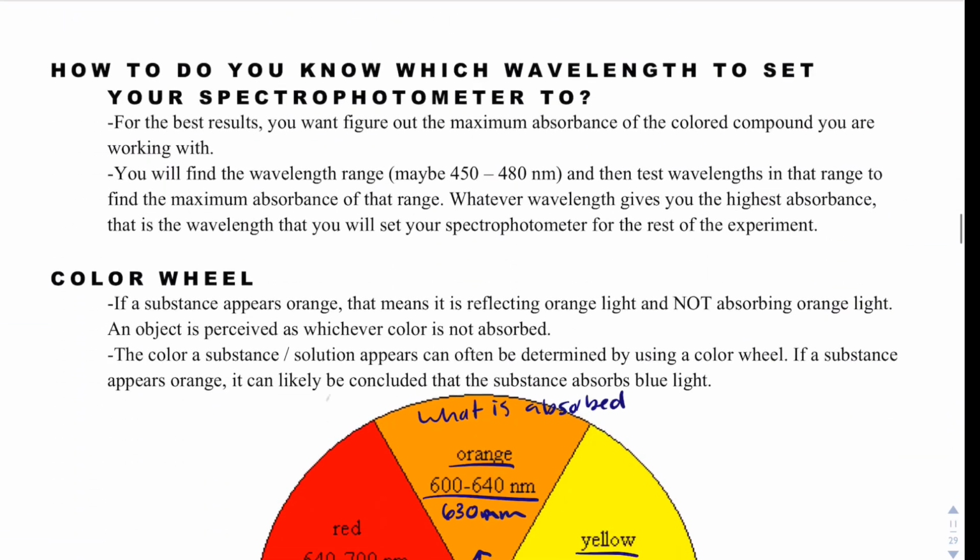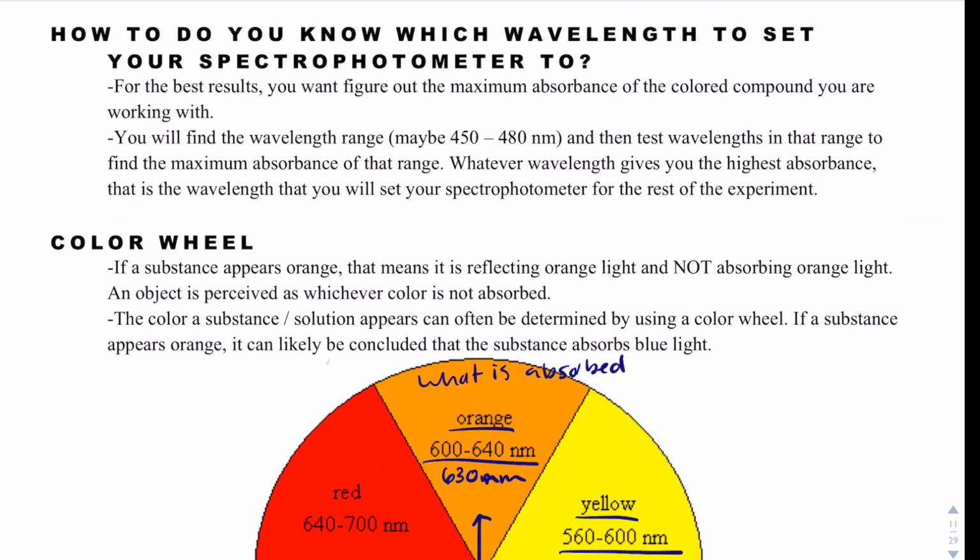Okay, so how do you know which wavelength to set your spectrophotometer to? You want to find the maximum absorbance of whatever your compound is. This will be in the range of your complementary color.